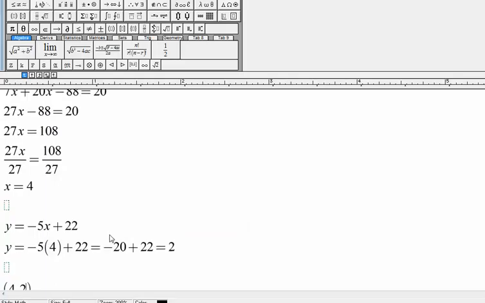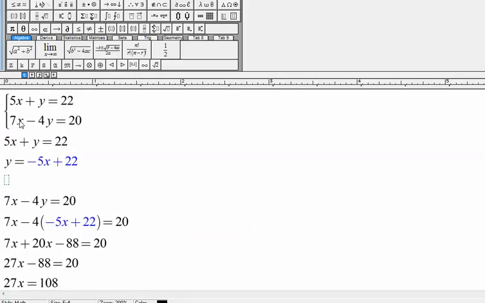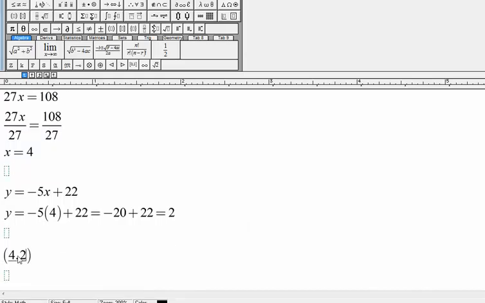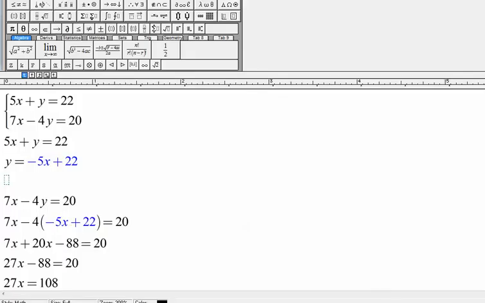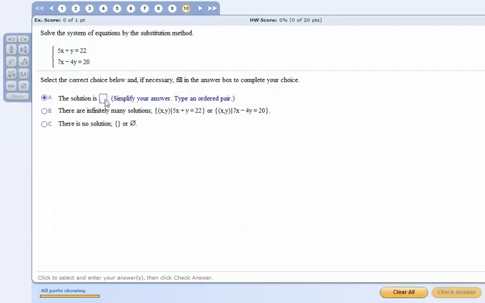Now we'll want to check that in both the original equations. If x is 4, 5 times 4 is 20, and y is 2, so we get 20 plus 2, which is 22. 7 times 4 is 28, minus 4 times 2, it would be 28 minus 8, which is equal to 20. So the ordered pair 4, 2 satisfies both equations in the system, so it's the solution to the system. So we have a solution, it's the ordered pair 4, 2. And that's how we would solve a system using substitution.